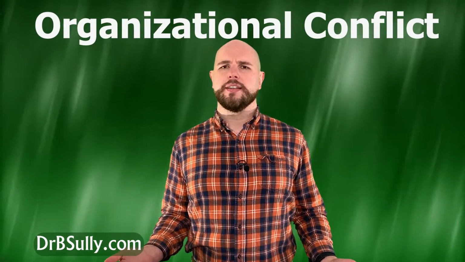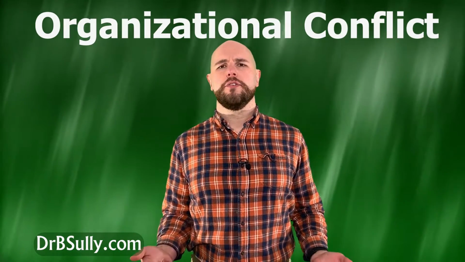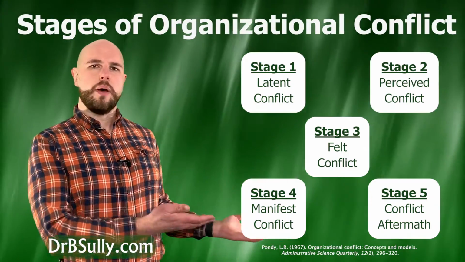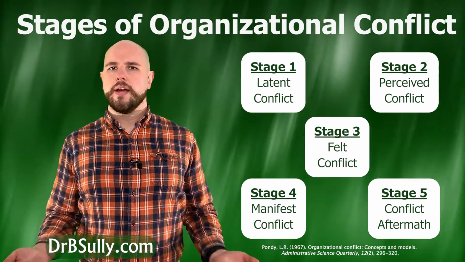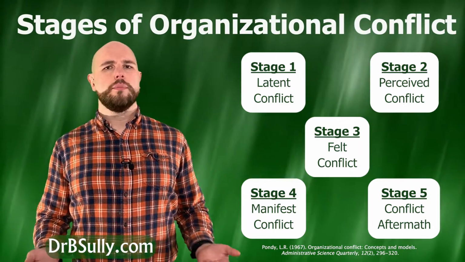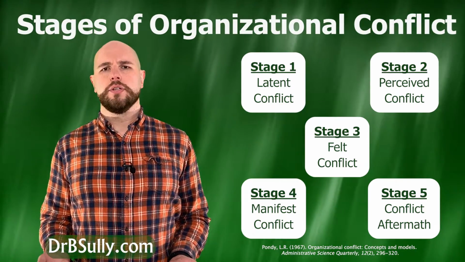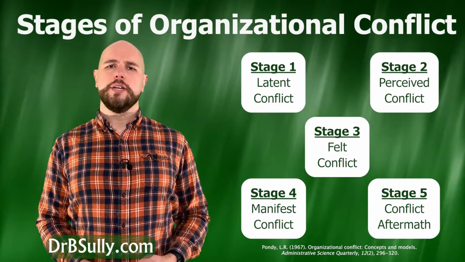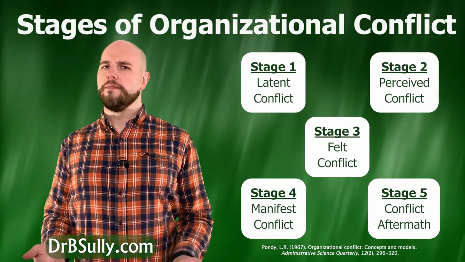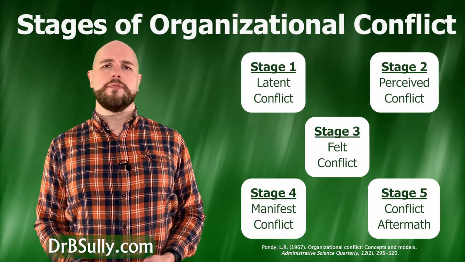Let's take a look at the stages of how organizational conflict unfolds. This model, developed by Pondy, illustrates the dynamic process of conflict. It's not the only one, of course, but one of the most well-known and widely used. It centers on 5 different stages: latent conflict, perceived conflict, felt conflict, manifest conflict, and conflict aftermath.